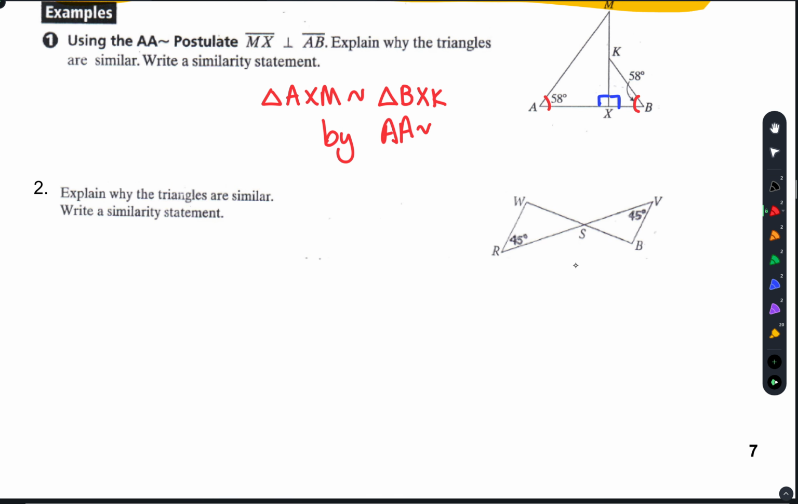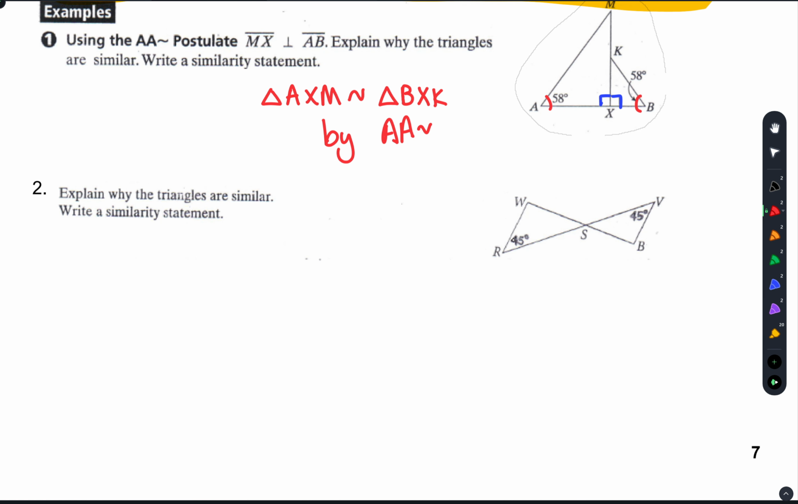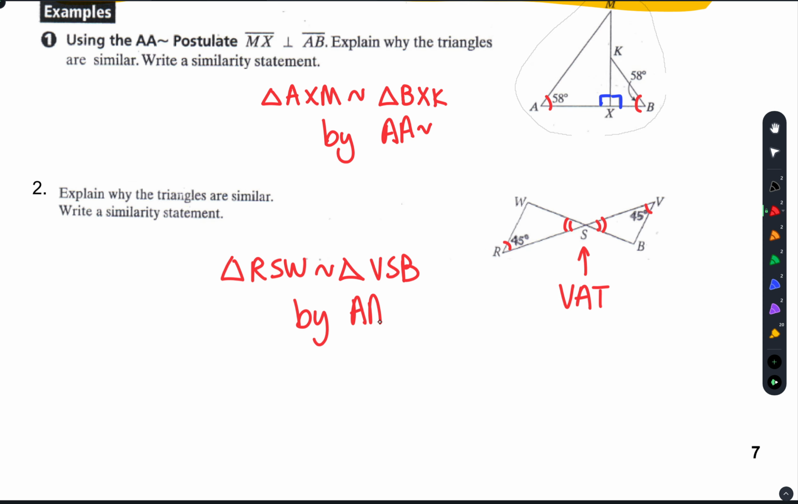Okay. Number 2, explain why the triangles are similar and write the similarity statement. I see one pair of angles here that are congruent. Do I have a second pair? Caitlin. Perfect. By what? Lovely. So then these two triangles, again, are similar. We would say triangle RSW is similar to triangle, make sure we're lining things up, VSB by angle-angle. Any questions on that? Very straightforward. Moving on.